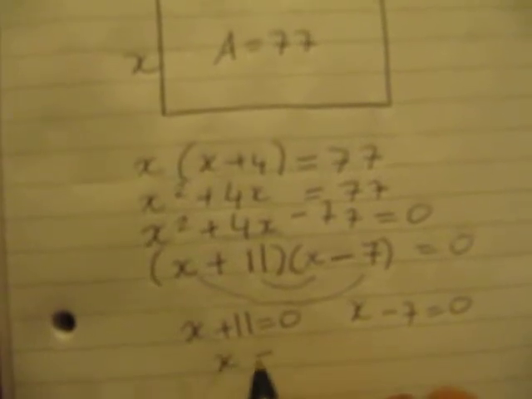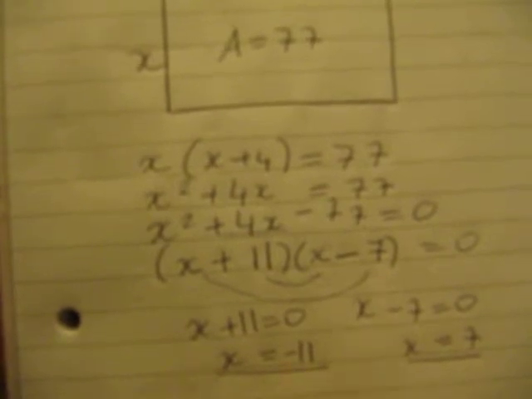Okay, so bracket times bracket equaling 0, which means either the first bracket is 0 or the second bracket is 0. And we see what x is for both of those cases. So this one, either x is minus 11 or x is 7. Now, since x was representing the width of the rectangle, width can't be negative, so that's not possible.